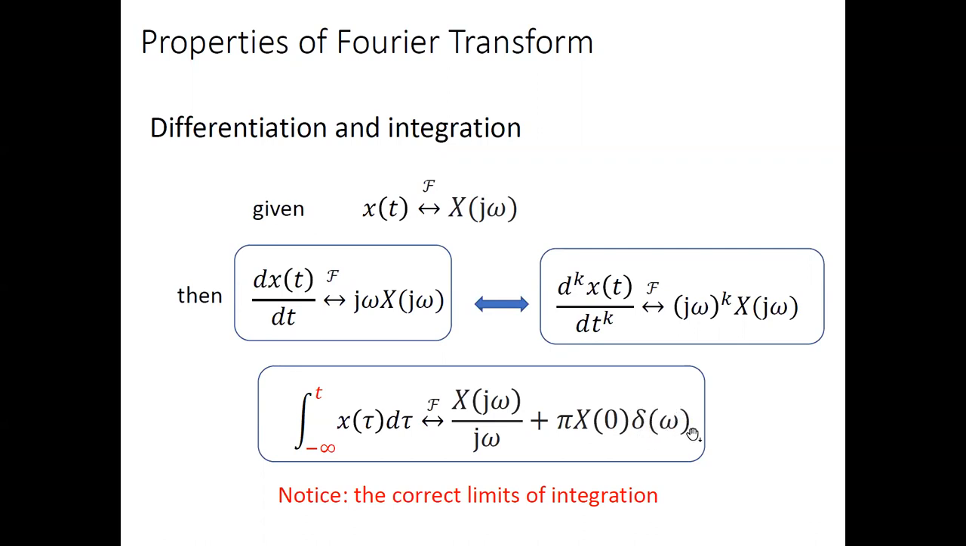So δ(ω) is a unit impulse that occurs on the frequency ω axis. And in particular, this impulse occurs at ω equals zero, right? That's the standard notation for a unit impulse.